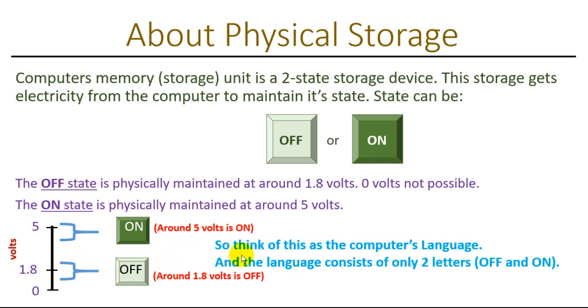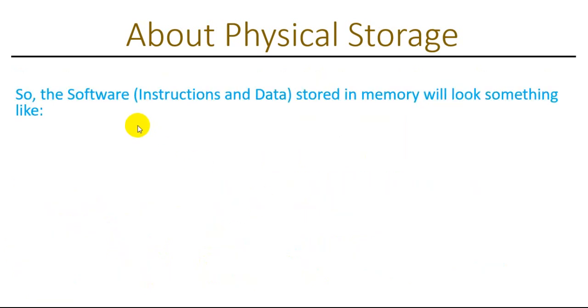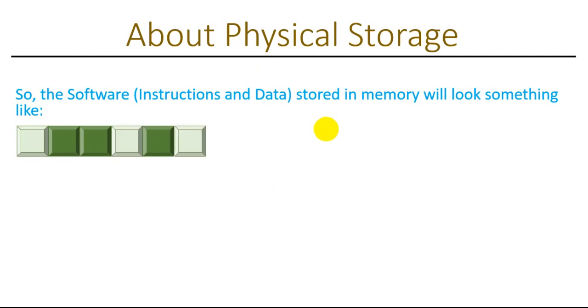Think of this as the computer's language, that is on and off. The language consists of only two letters. With this storage, the computer language has only two letters: one letter is off, the other letter is on. So the software, that is, instructions and data stored in memory, will look something like this: off state, on state, maybe another on state, off, on, off, on, off, on.